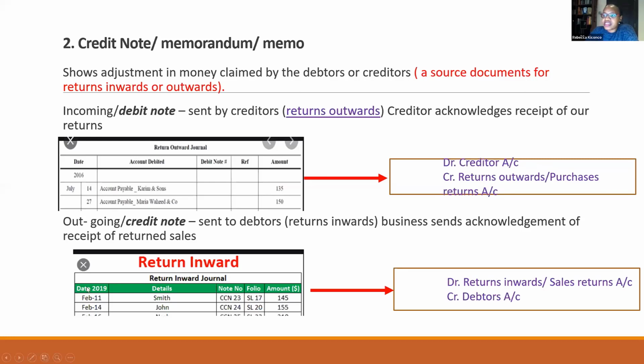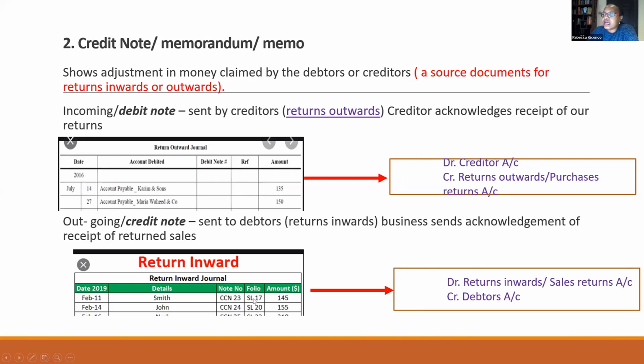So yes, I was saying, Shafiq, this is the returns outwards journal. This is the format of the returns outwards journal. It has a title, it has a date, it has details. These are the people. So returns inwards journal. These are the debtors. The details are the debtors that have returned goods to us. This is the credit note upon which the goods have come back.